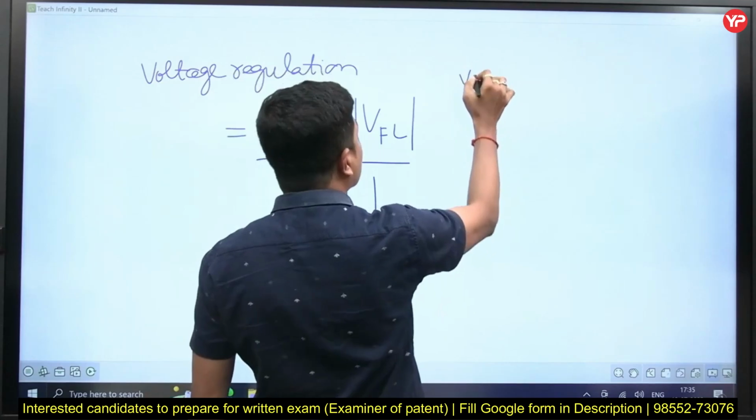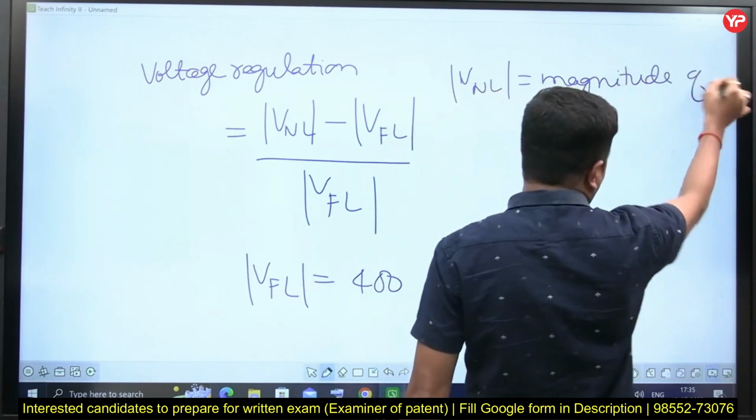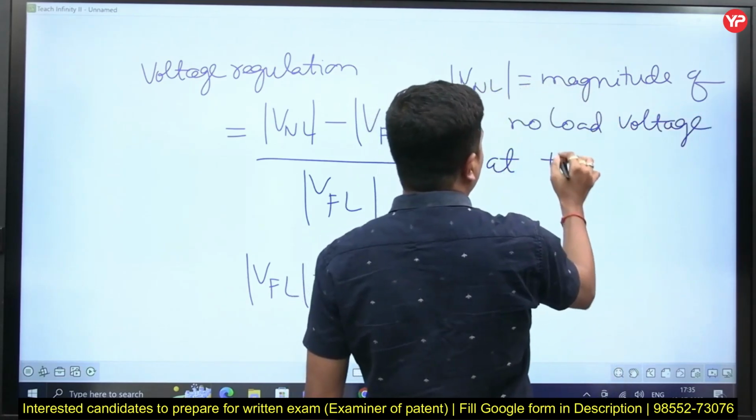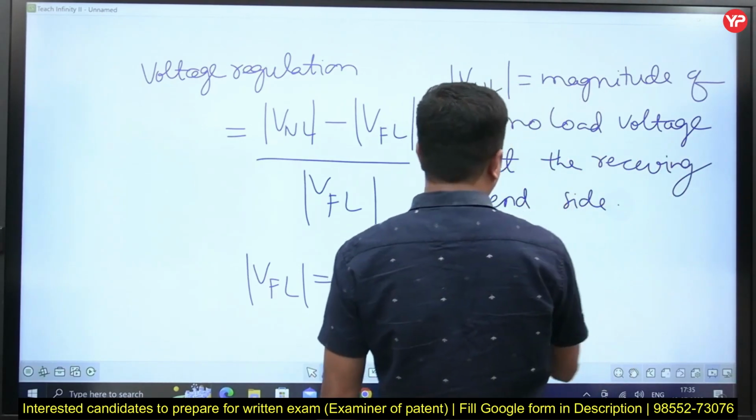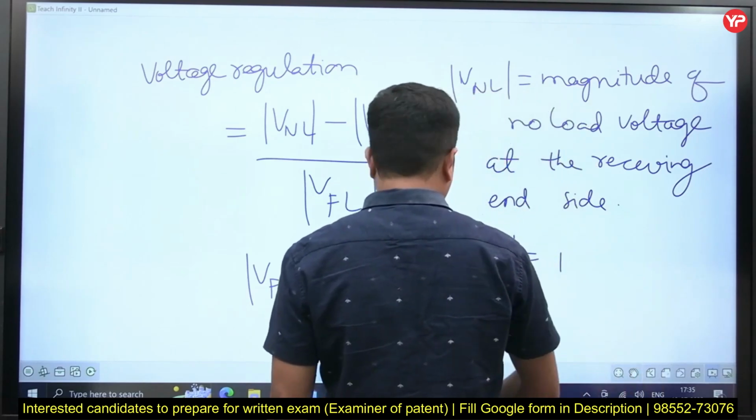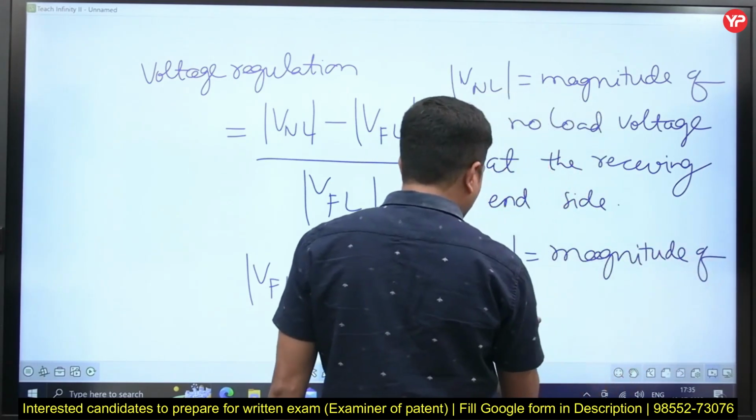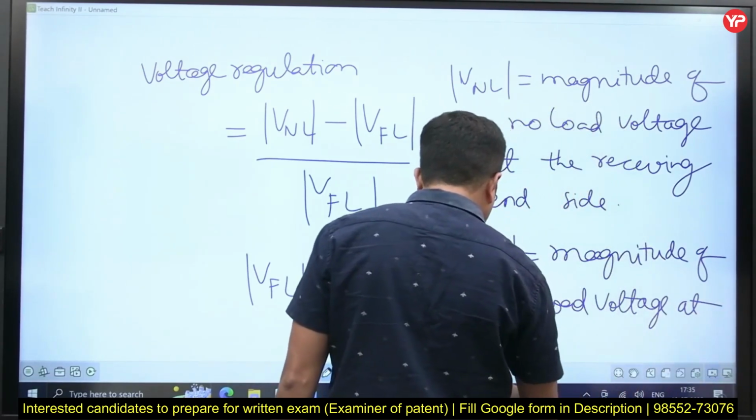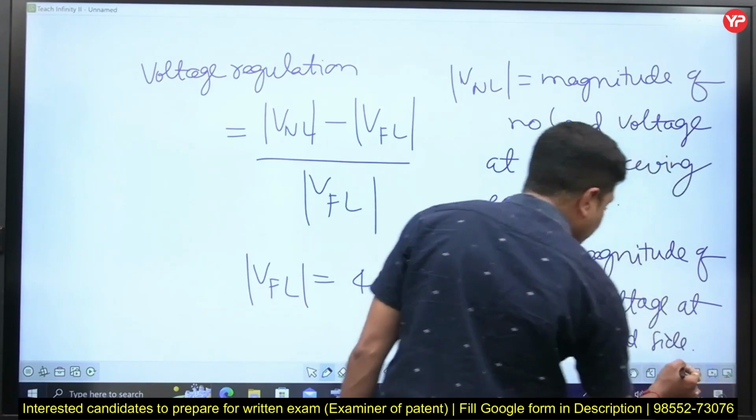Now let me write the description also. You have to write the description. V no load is the magnitude of the no load voltage at the receiving end side. Yes. What is VFL? The full load voltage, the magnitude of the full load voltage at the receiving end side, right?